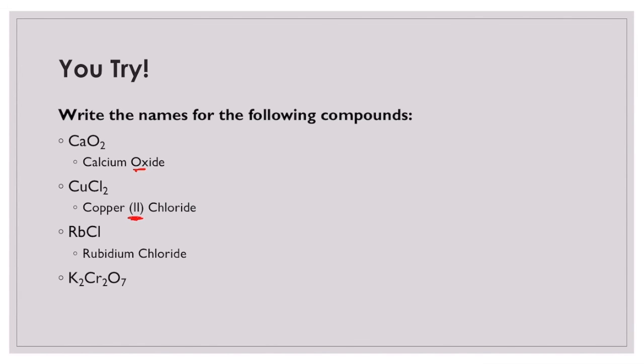All right, and then the next one is rubidium chloride, and then potassium dichromate. So we can recognize here that this has 3 elements in it, so there's a polyatomic ion. That first element right here, it's a metal, and so the rest of that compound is going to have to be the polyatomic ion. And if you're using your polyatomic ion list, you can identify that as the dichromate polyatomic ion.